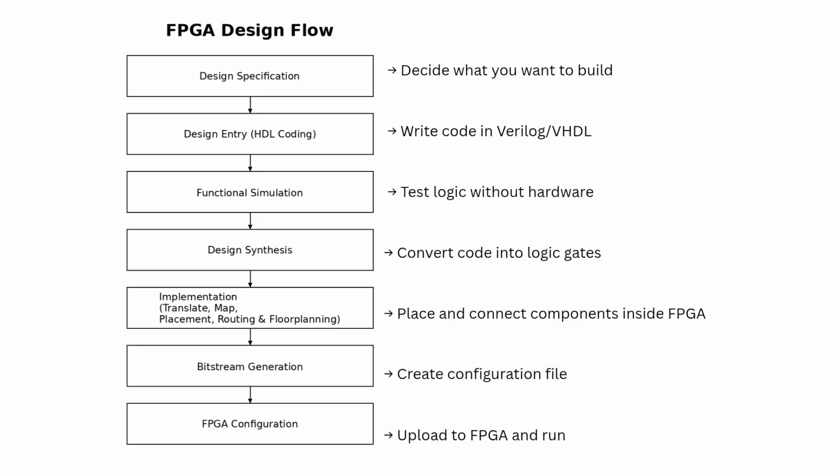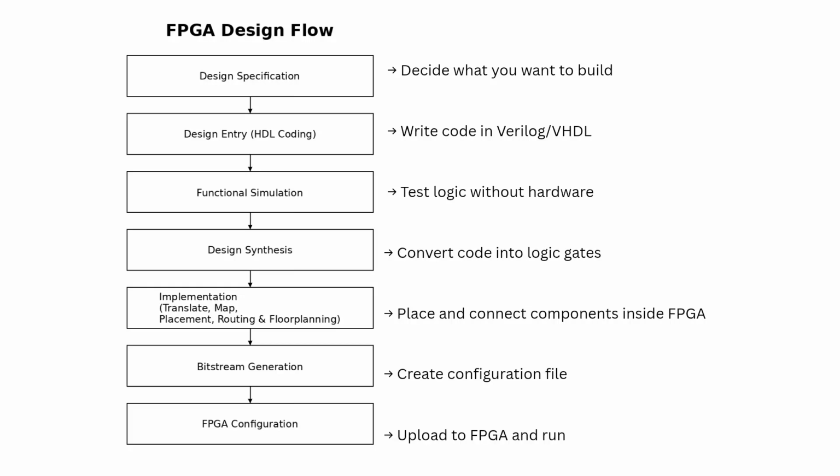Next, in functional simulation, we simulate our design by writing a test bench and giving various inputs and checking a truth table, like if our output is correct corresponding to the given inputs. In the next step, design synthesis, we convert our code into logic gates. Our design is converted into a gate level netlist.